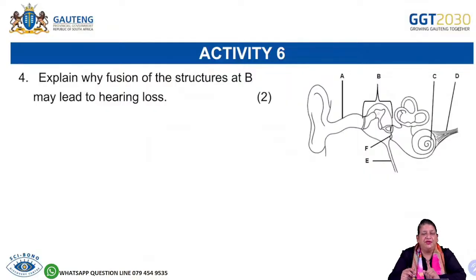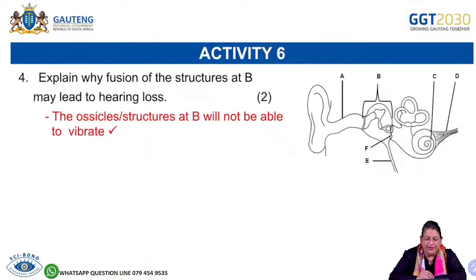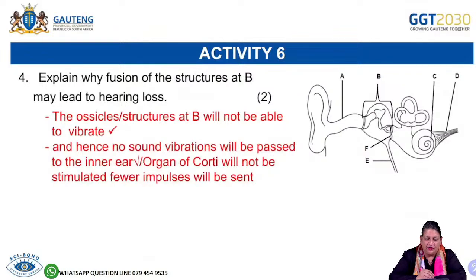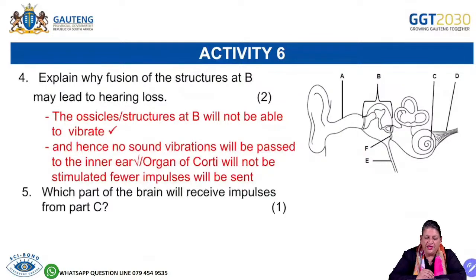It will not be able to amplify the sound vibrations. Therefore, no pressure waves will be created in the cochlea. All right? The ossicles will not be able to vibrate, hence no sound vibrations will be transferred to the organ of Corti, and fewer impulses will be sent to the cerebrum. Which part of the brain will receive an impulse from part C?